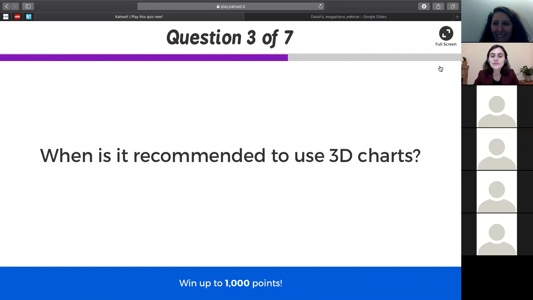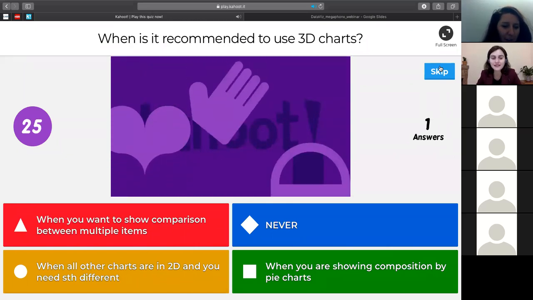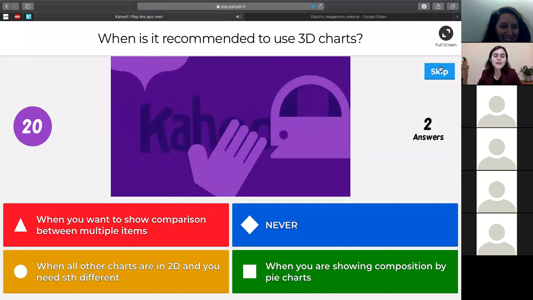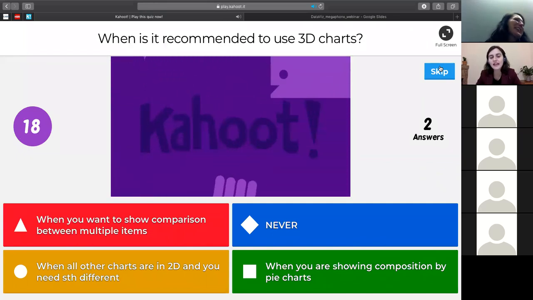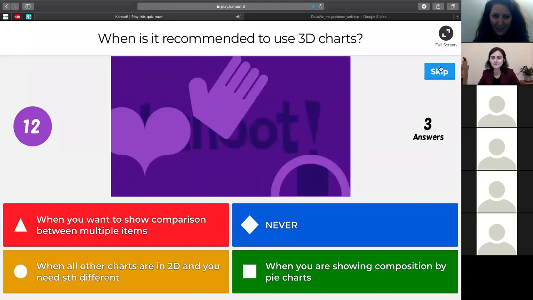When is it recommended to use 3D charts? Red, when you want to show comparison between multiple items. Blue, never. Orange, when all other charts are in 2D and you need something different. Green, when you are showing composition by pie charts.